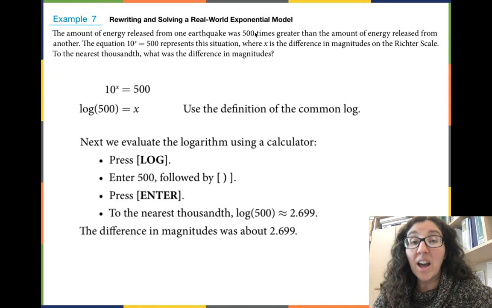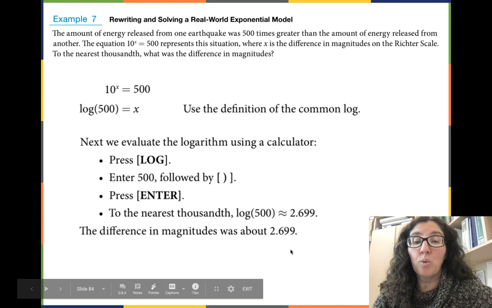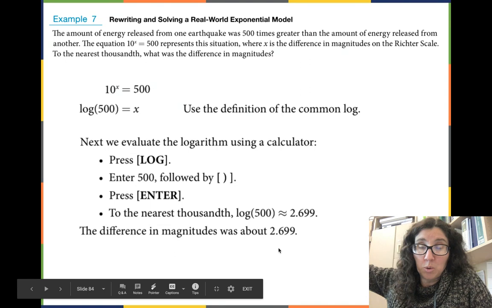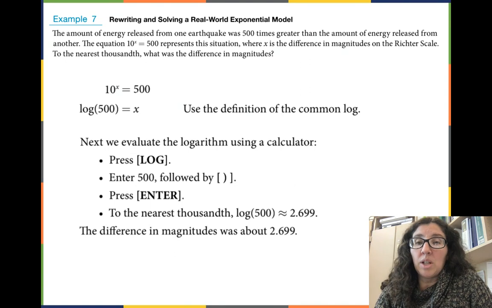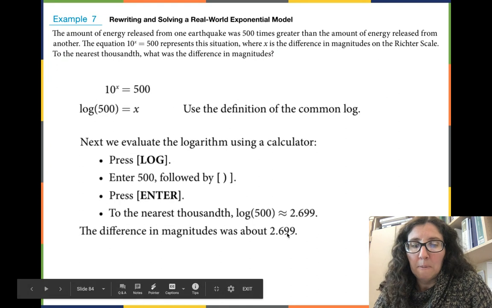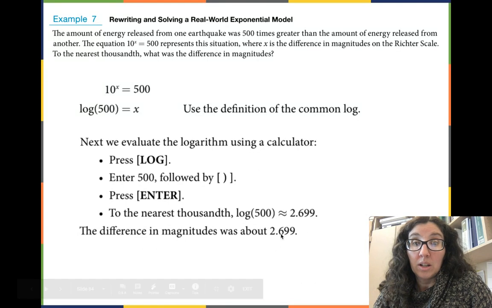There was 500 times greater energy. So using logarithmic scales is a way, if there are big differences between things and you don't want to use big numbers like 500, to condense the scale down. A difference of 1 or 2 on the Richter scale means a really big difference in how much energy was released in the earthquake.